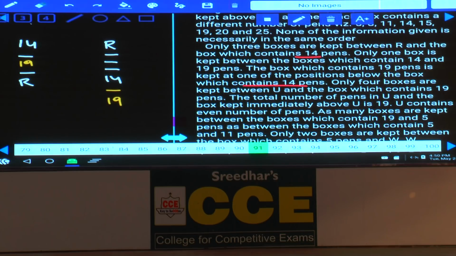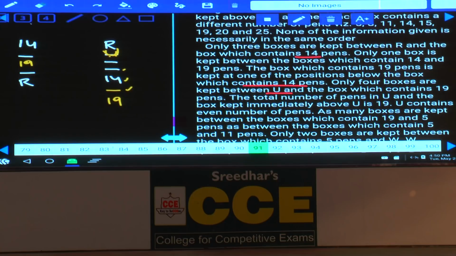And only 4 boxes are kept between U and the box which contains 19. U and 19 have exactly 4 between them. Now in the second case, after this 19 U cannot be, because if you take U after 19, the number of boxes is more than 8. Hence this U must be before this 19, with 4 boxes in between 19 and U, 1, 2, 3, 4, and R and U must be adjacent to each other. Done with this? R and U are adjacent.